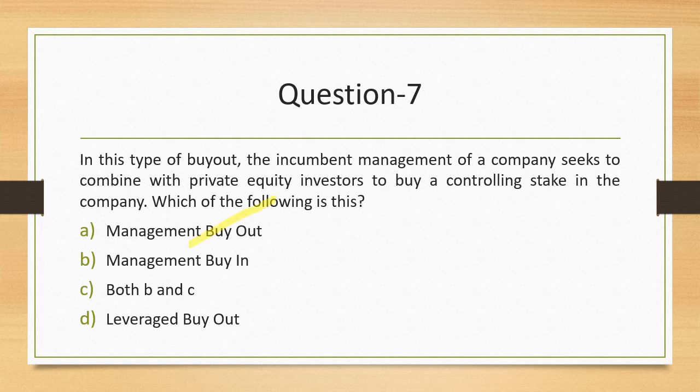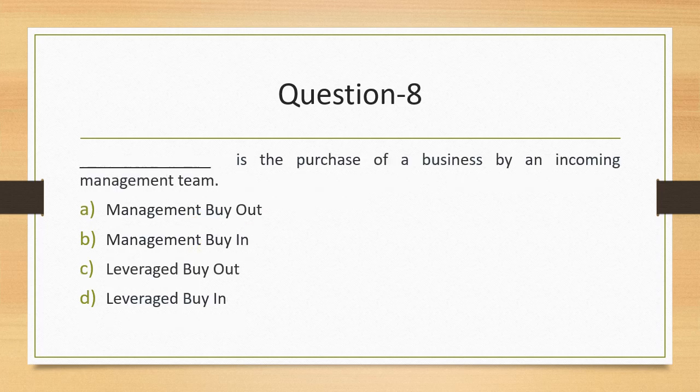If you understand this concept, you will be able to answer other questions related to buyout in terms of distinguishing them from other types of buyout. Question number 8 deals with dash dash dash is the purchase of a business by an incoming management team. Now buyout was the existing management team, but the buy-in is from the incoming management team. So the answer for this will be B. Now I hope you understand the difference. Buyout by the existing or incumbent management, buy-in by the incoming management.